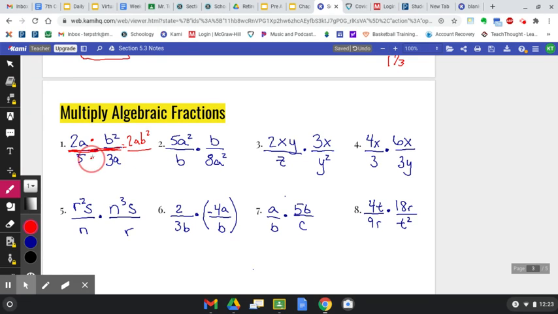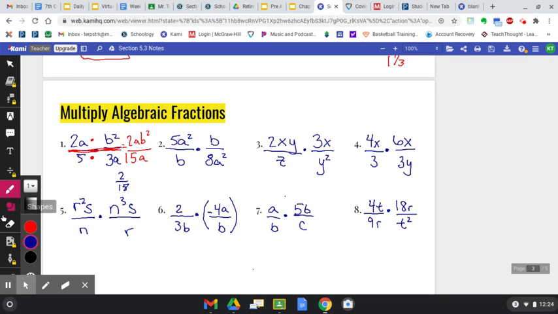And on the bottom, I have 5 times 3a, right? So I can multiply the numbers together. 5 times 3 is 15a. Now, this is the problem that we had in chapter 4, right? It would just say, here's your problem, simplify it, right? The only difference here is we have to multiply first to get here, and now we have to simplify. So 2 and 15 have no common factors.